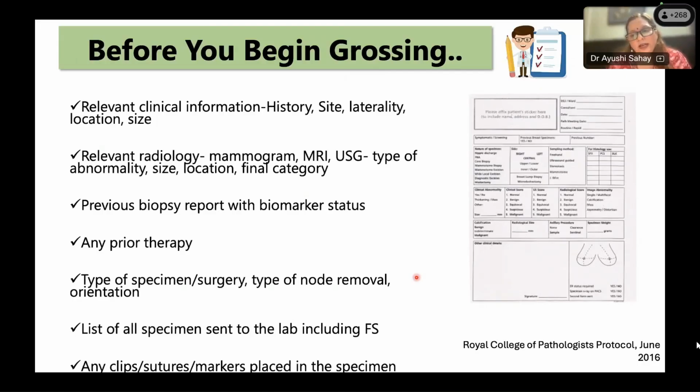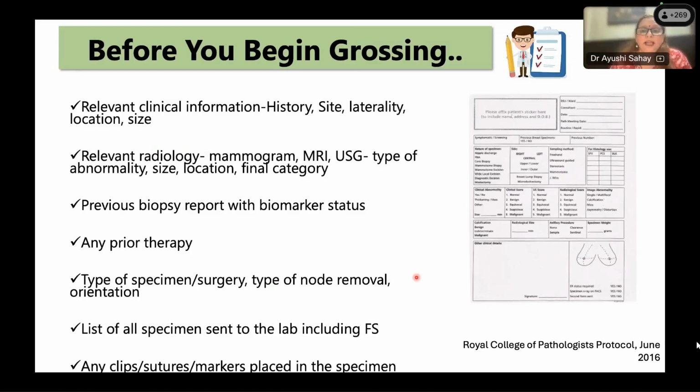Now, before you begin grossing, it is very important for you to always have relevant clinical information on hand. If it is there in your histopath requisition form, very good. If not, you should try to obtain some information from lab systems, LIS, DIS. It is very important to have that information on hand before you begin the gross, so you should also know the relevant radiology. What was the mammogram, MRI, USG, what kind of radiology was done, where the location is as per the radiological size, and what is the category of expectation of malignancy that they are expecting from the radiology report.